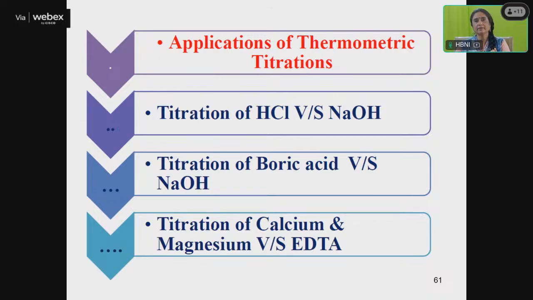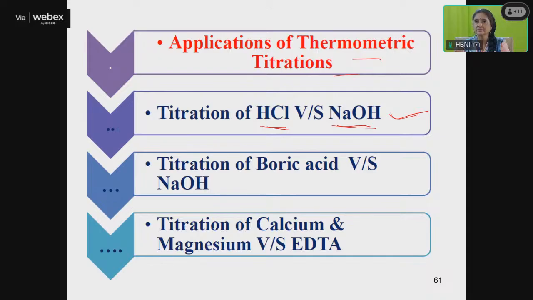So applications of thermometric titrations are similar to your normal titrations. You can have potentiometric titration also. You can do this type of titration using an indicator, normal from burette to pipette also, and in thermometric titration also, because any acid versus base titration is an exothermic reaction. So there is some temperature change involved. So this type of titration also you can do with thermometric titration assemblies.